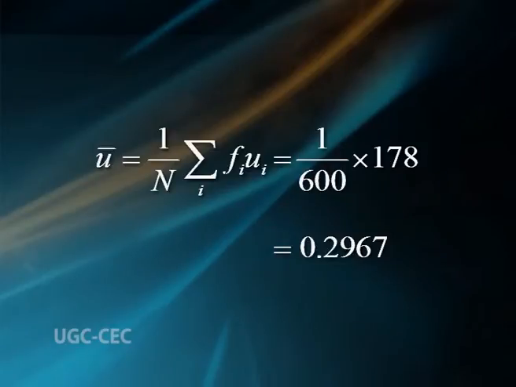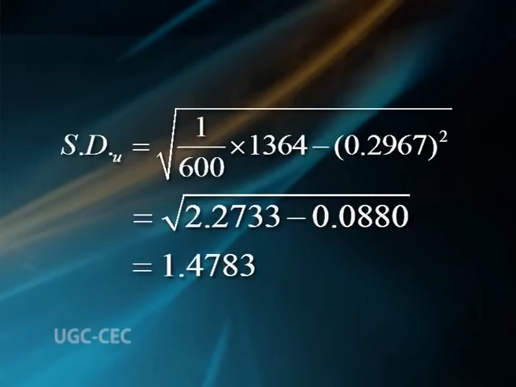Here u bar equal to 1 by capital N summation over i Fi ui, that is equal to 1 by 600 into 178, that is 0.2967. Hence, standard deviation of u equal to square root of 1 by 600 into 1364 minus 0.2967 square, that is equal to square root of 2.2733 minus 0.0880, that is equal to 1.4783.